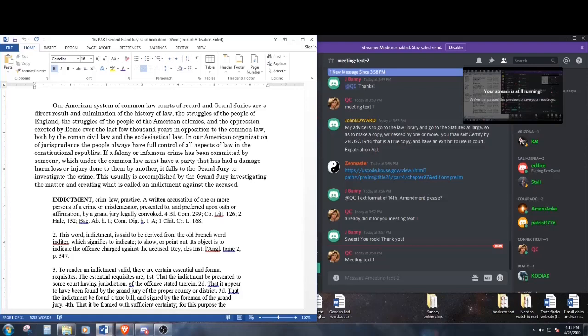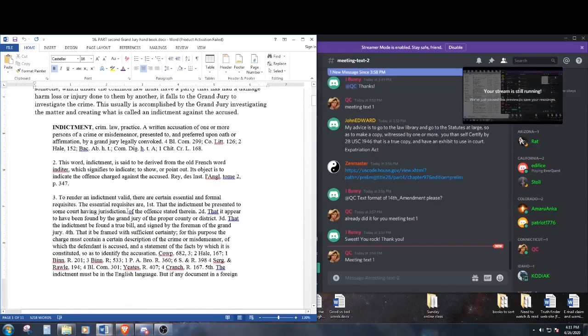Again, this is from Bouvier Law Dictionary. Indictment. Criminal law. Practice. A written accusation of one or more persons of a crime or misdemeanor presented to and preferred upon oath or affirmation by a grand jury, legally convoked. So you bring indictments to the grand jury. The grand jury can also create their own indictment if they want to. So when you bring an indictment to a grand jury, what they do is they sign it as a true bill or a no bill. They say, yes, this is a true bill of indictment, or nope, this is a no bill.